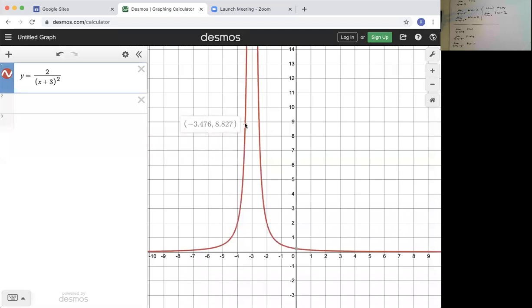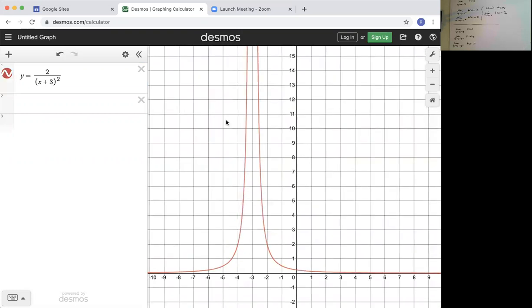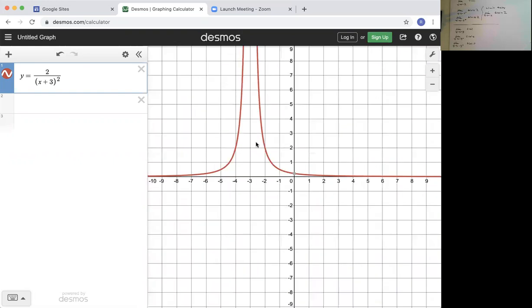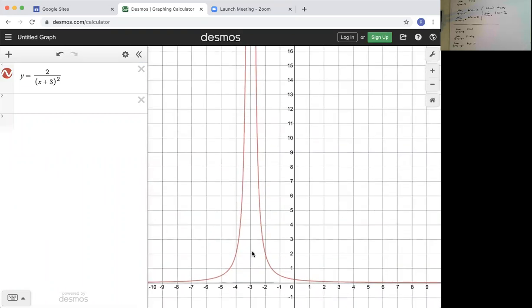as I approach -3 from the left, the y values just keep growing. I approach -3. I'm all the way at 39 or 40. As I approach from the right, same kind of thing happening, right? As I approach -3 from the right, the y values just keep growing and growing and growing. But you can sort of see that from the graph. As I approach -3 from the left, it goes to infinity. As I approach -3 from the right, it goes to infinity.